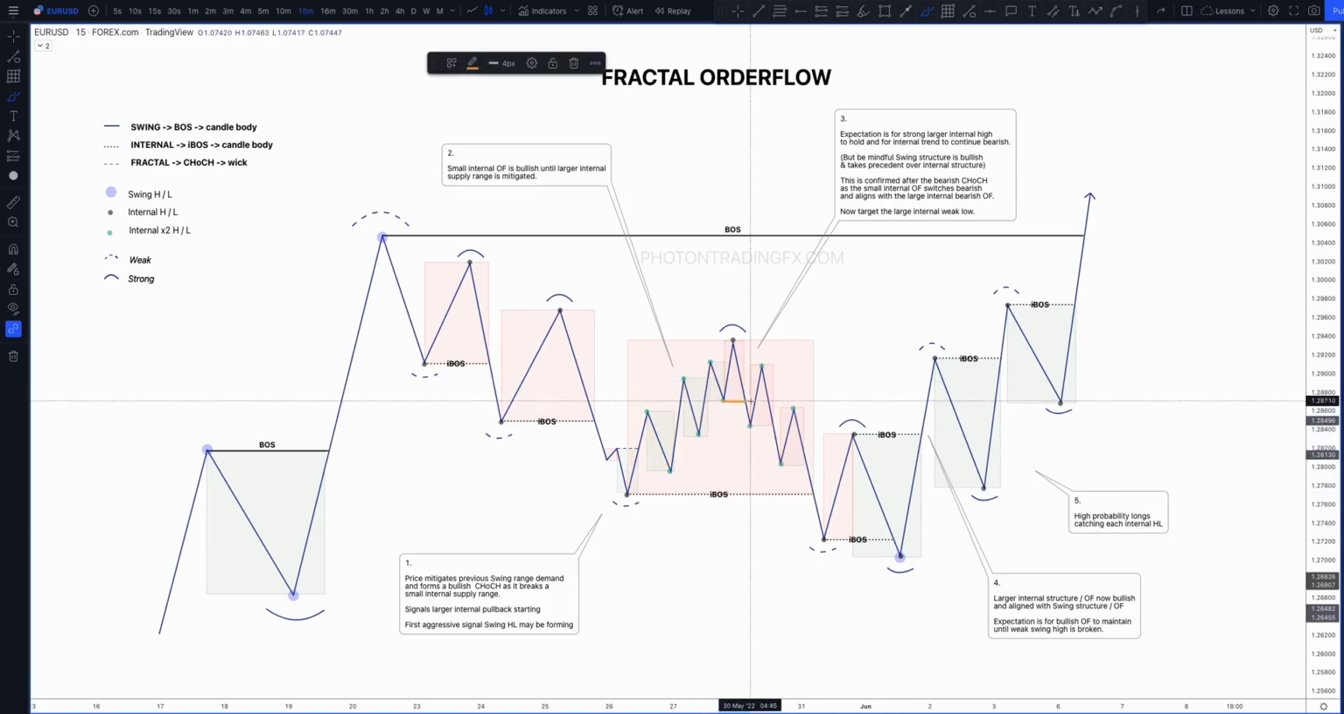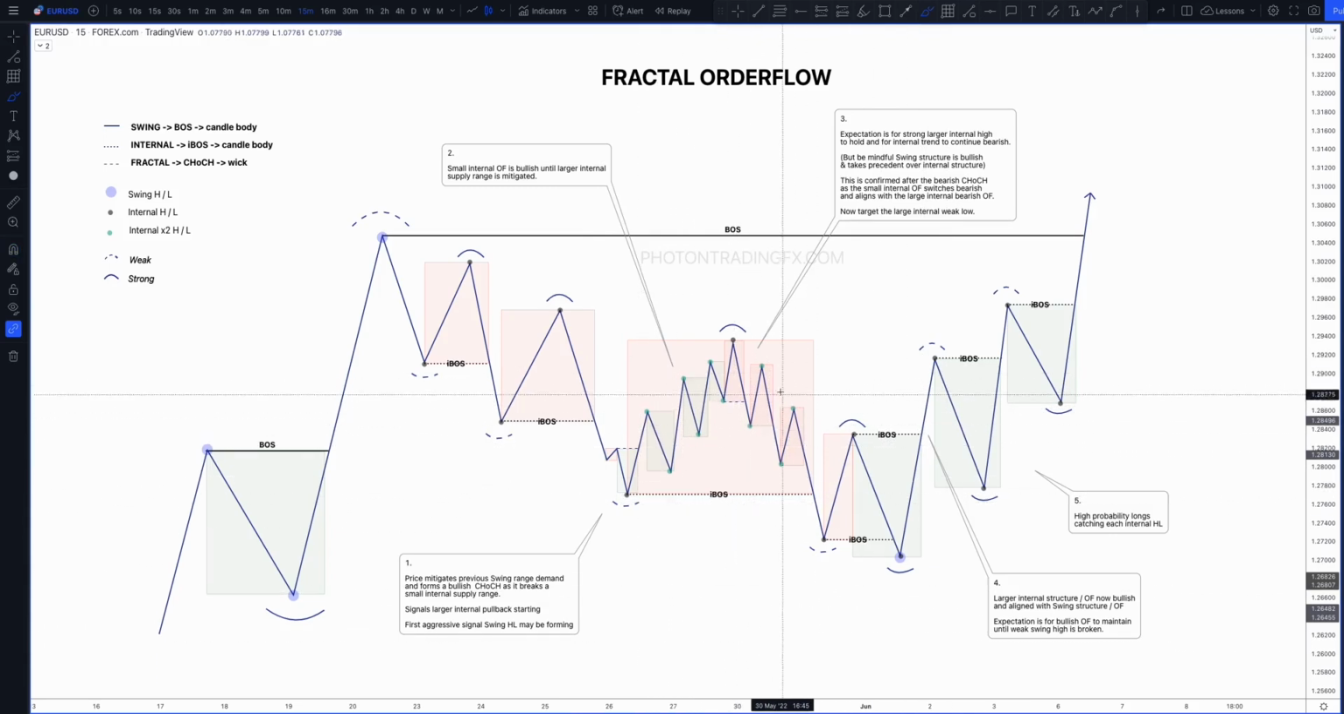And once that low goes, what do we expect? We expect that small internal bearish order flow to keep continuing until the low goes. Imagine if it didn't, and we broke up here; then we'd expect this small internal high to be run. You should hopefully be very familiar with that concept now, but we're simply drawing on boxes to show it from a supply and demand perspective.